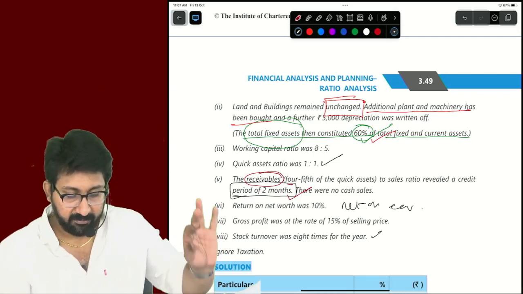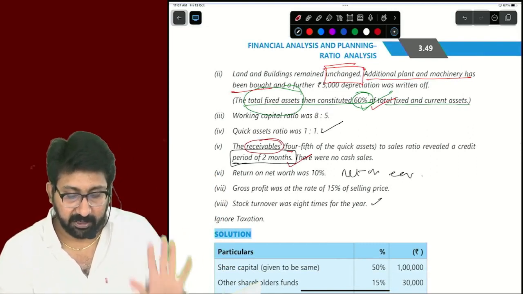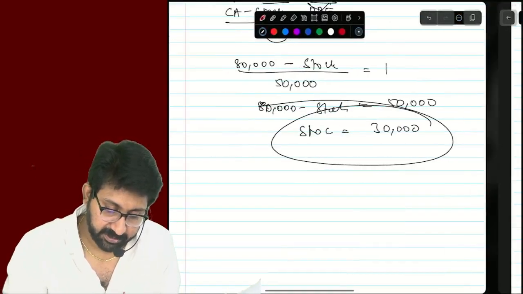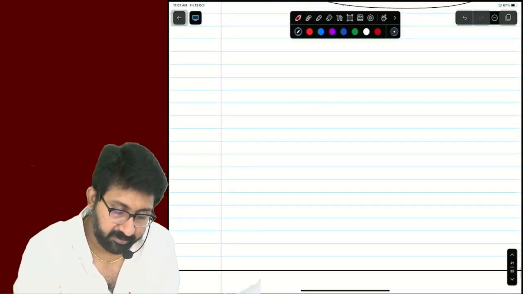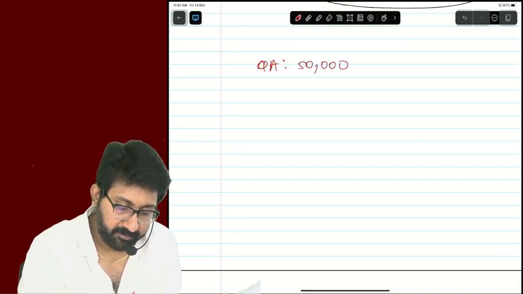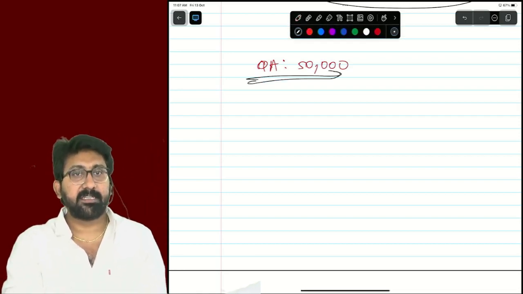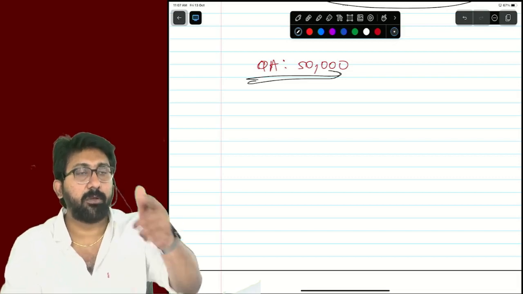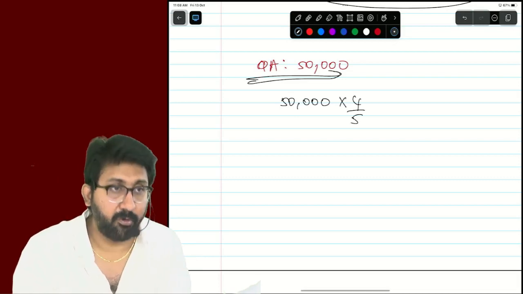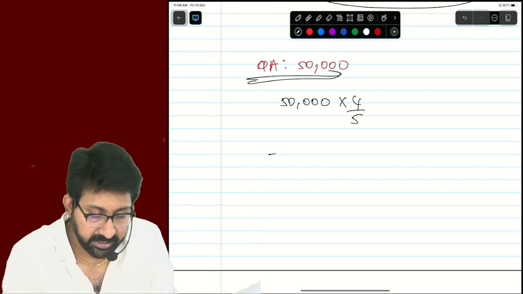But before doing that, first answer my question clearly. Receivables are 4/5 of the quick assets. First tell me, how much is the quick asset balance? 50,000. What is 50,000? Quick assets. Quick assets means what? Current assets minus stock. So if you remove the stock from the total, how much are the quick assets? 50,000 into 4/5. Calculate. Tell the value, how much it is.